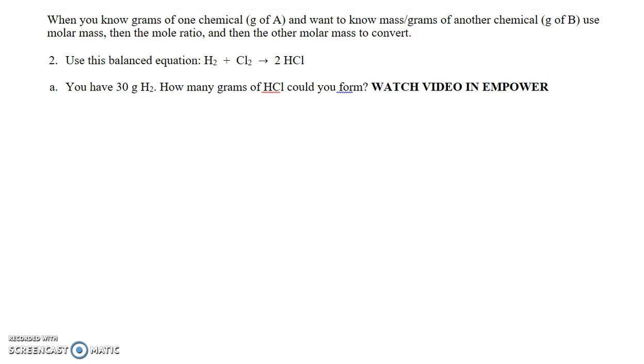So first things first, I'm going to list the information that I know underneath my equation. For H2, I know I have 30 grams, and I want to know how many grams, or X, of HCl I can make. So I'm going from hydrogen to hydrochloric acid, or HCl. Now to solve this problem, I'm going to put what I have, that's 30 grams of H2, into my first bracket.